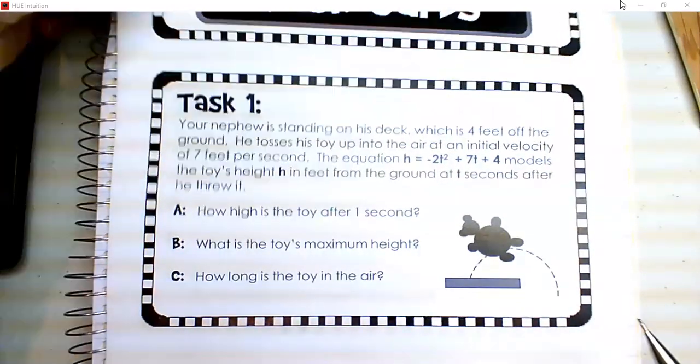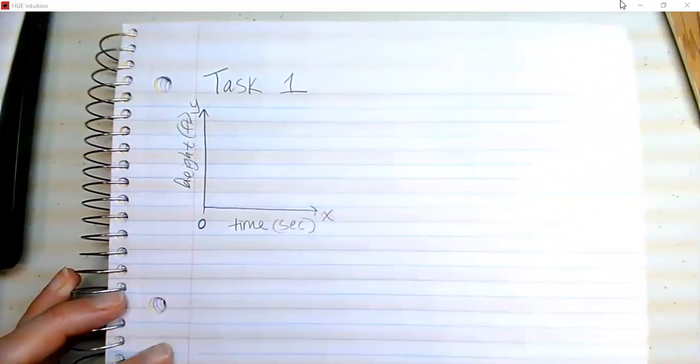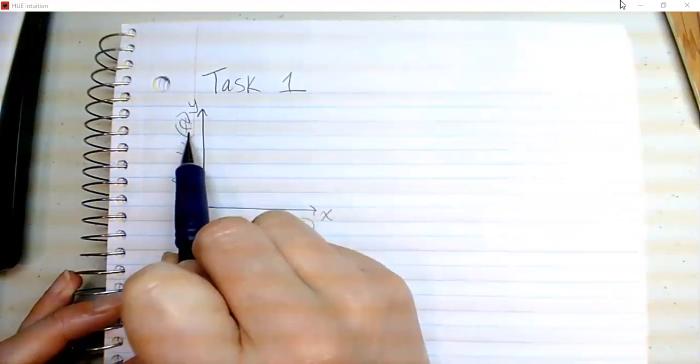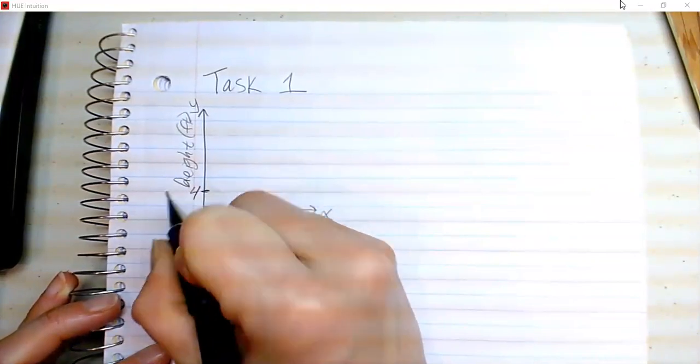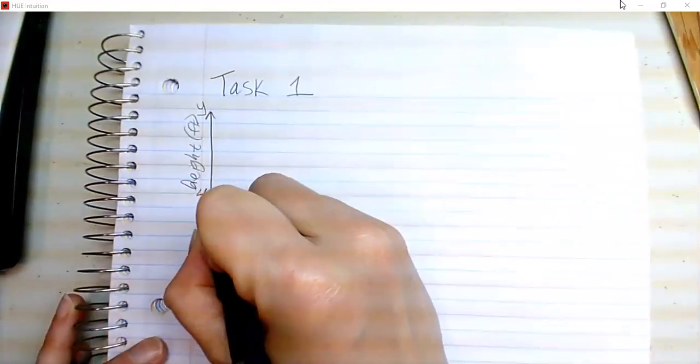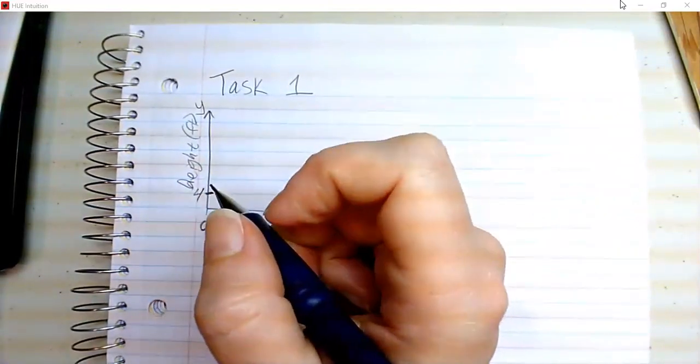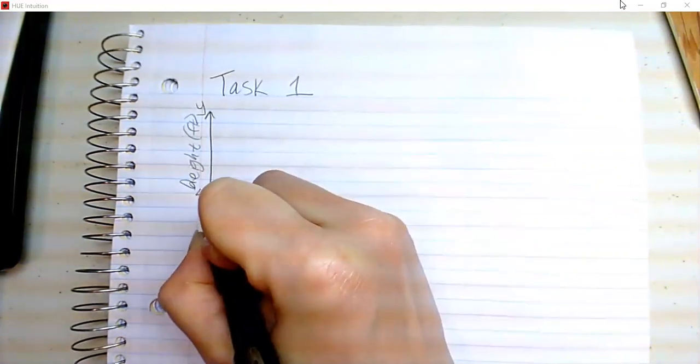Okay? So on my loose leaf here, I've got task number 1. I drew a little 1 quadrant coordinate plane here. I've got the x-axis, I have the y-axis. The x-axis is going to represent time in seconds. Here's a time of 0. The y-axis is going to represent height in feet, okay? I'm going to say that this little mark right here is 4 feet off the ground, okay? I know that's an important part right there because that's where the toy was thrown from. It says the nephew was 4 feet off the ground, okay? So that's the initial height. Hey, that sounds like the y-intercept to me.